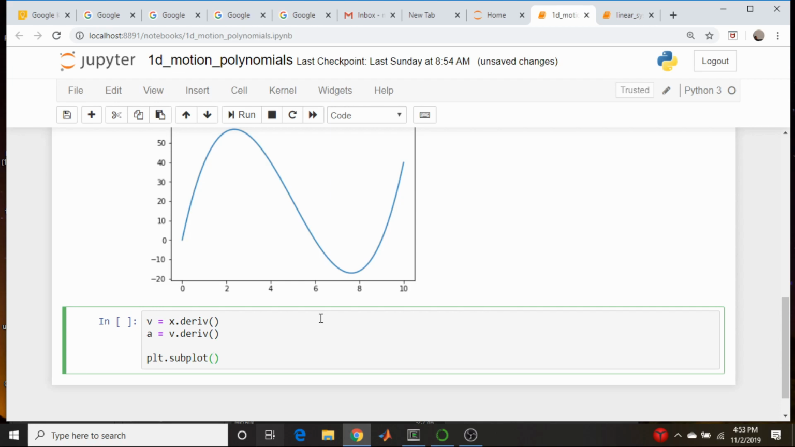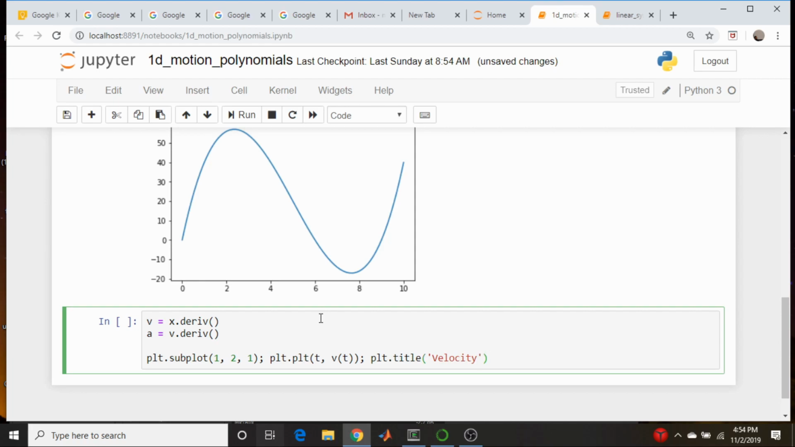So I wanted to have them side by side, so one row, two columns, and the first plot. I'm just going to separate these with a semicolon, just put it all on one line. So plt.plot(t, v(t)). So that's our velocity, and I'm just going to put plt.title on here just to be clear, velocity.